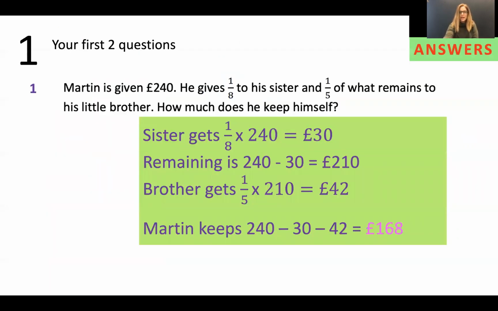First two questions. Okay, so if Martin has given 1/8 to his sister, that's 1/8 of £240, so £30. So he now has left £210. Of that £210, he's going to give 1/5 to his brother. So he's going to give £42 to his brother. So therefore, he has left the original 240, subtract the 30 that he gave to his sister, subtract the 42 that he gave to his brother, 168 left.